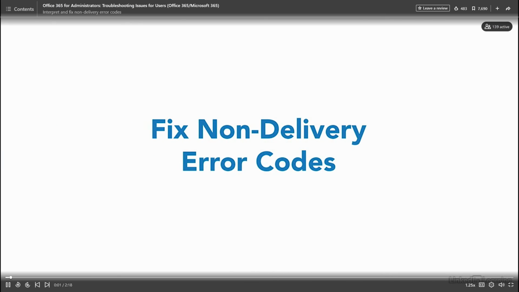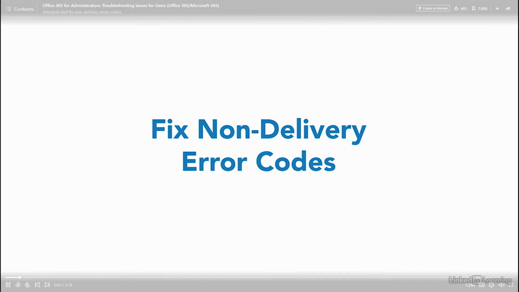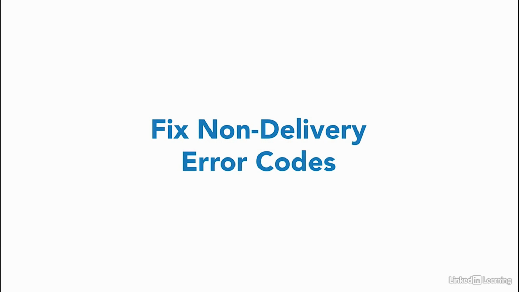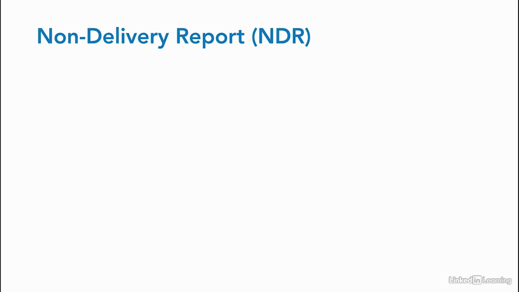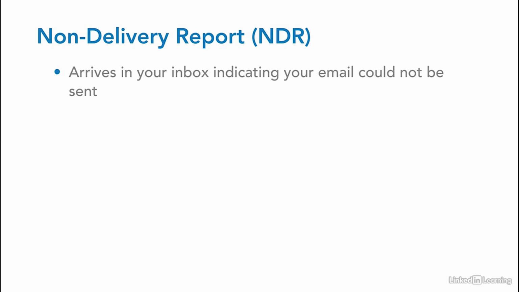Have you ever sent an email and then 15 seconds later you receive an email back indicating that your original email could not be sent? In this lesson, we'll explore some of the common reasons why our emails fail and some possible solutions. The reports that you receive back indicating that there was an issue with your sent email are called non-delivery reports, or NDRs. And it can be frustrating to try to figure out why an email was not sent.